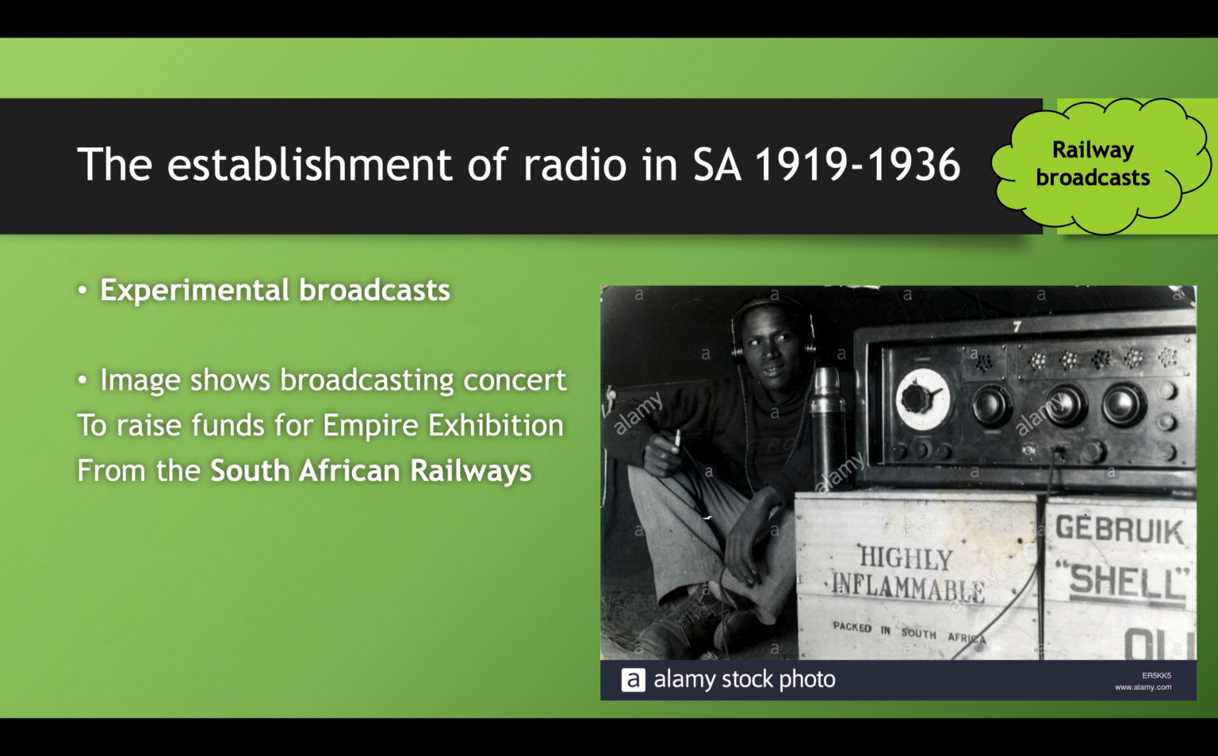Experimental broadcasts. So now broadcasting is being used for concerts, and here we have an image showing a concert to raise funds for the Empire exhibition from South African Railways. And I believe 16 concerts happened during there.